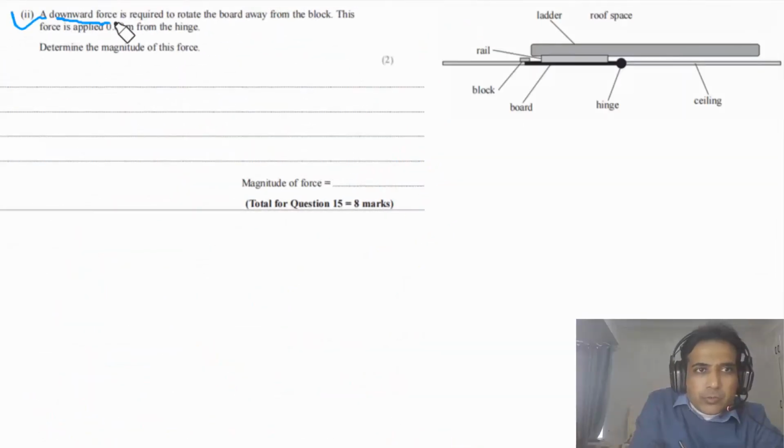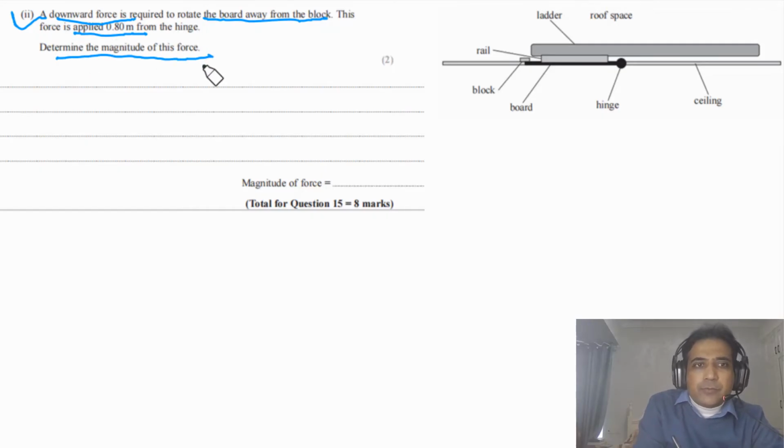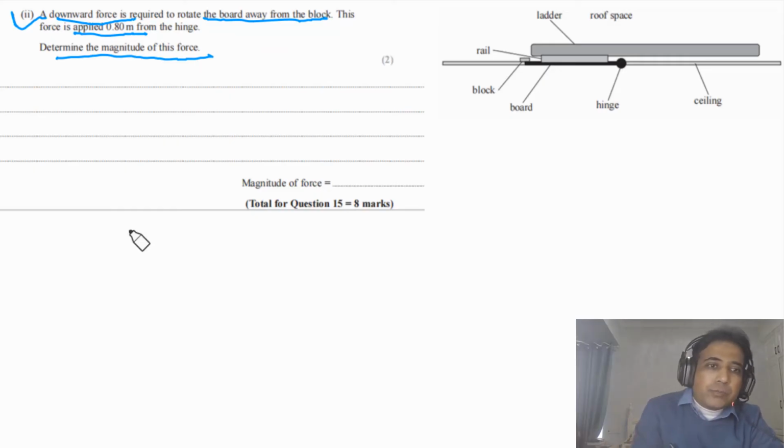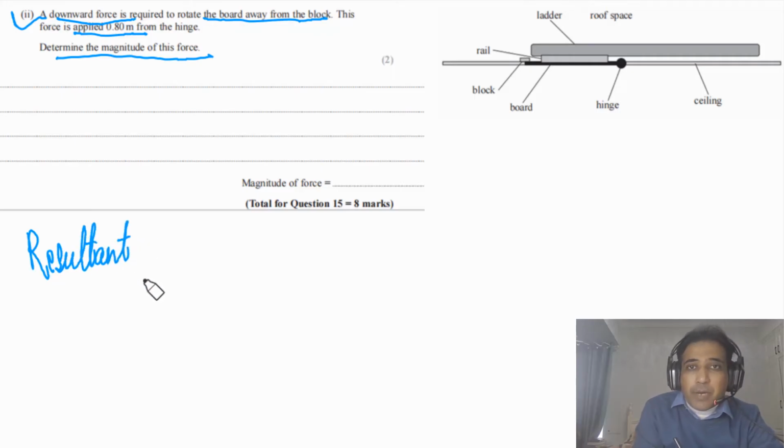Part 2 says a downward force is required to rotate the board away from the block. This force is applied 0.80 meters from the hinge. Determine the magnitude of this force. In the last part we have already discussed that the net moment is balanced by the block. Now we simply need to calculate the value of that resultant, or net moment, and that moment is provided by the block.